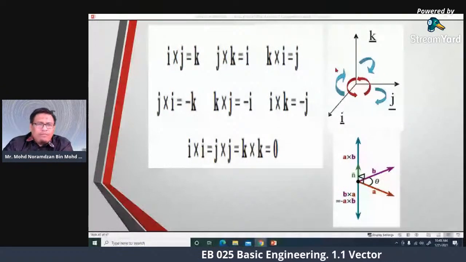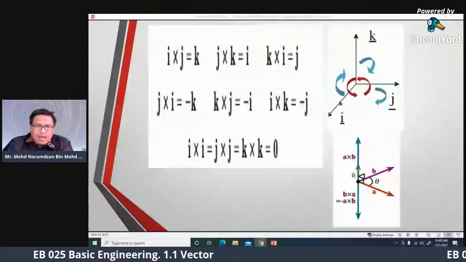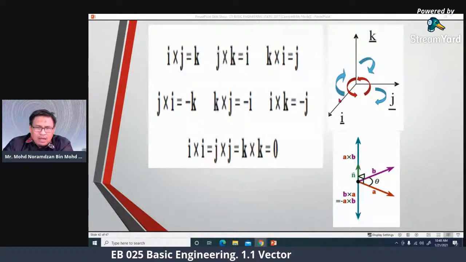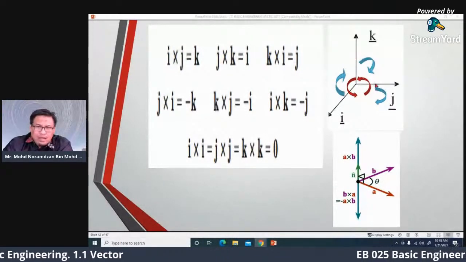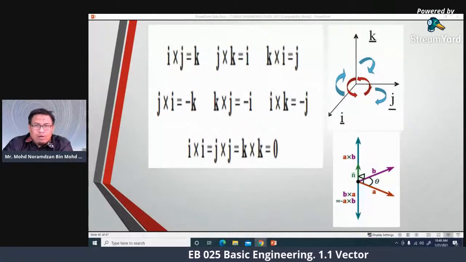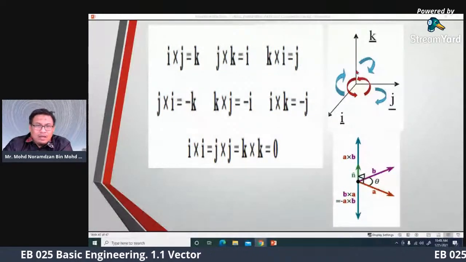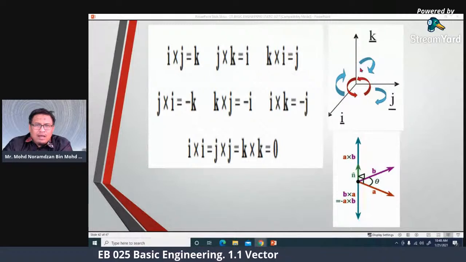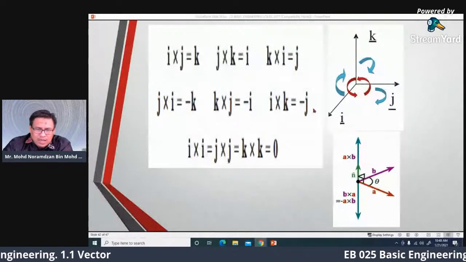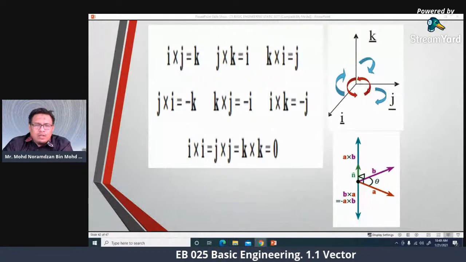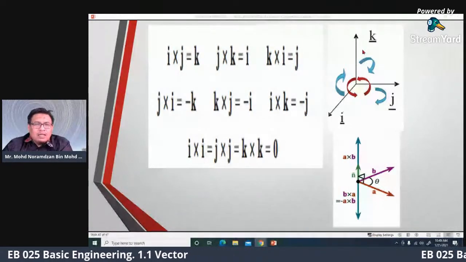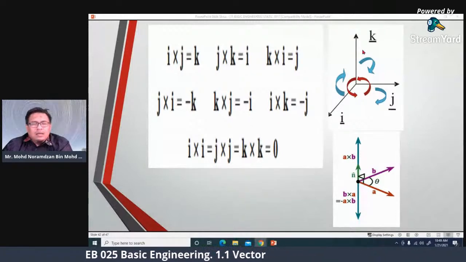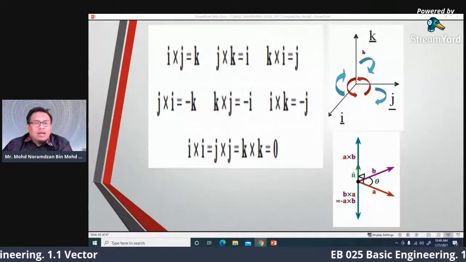If J cross I, the answer is minus K. K cross J, if you follow the clockwise, the answer is minus I. I cross K, the answer is minus J. I cross I is equal to J cross J equal to K cross K, which is 0 because sin 0 is 0. For the dot product, I dot I is equal to 1 because cos 0 is 1.